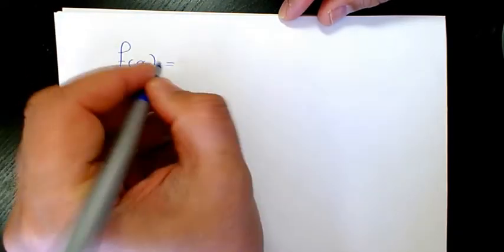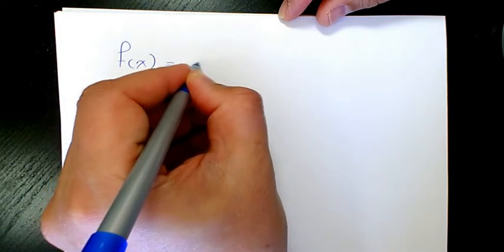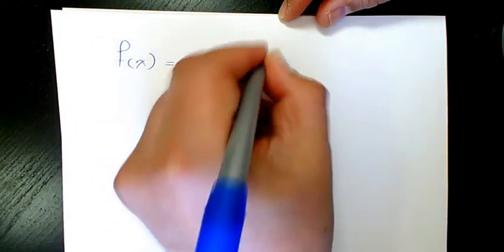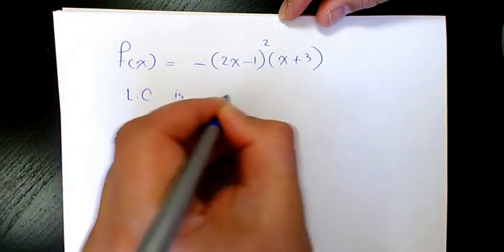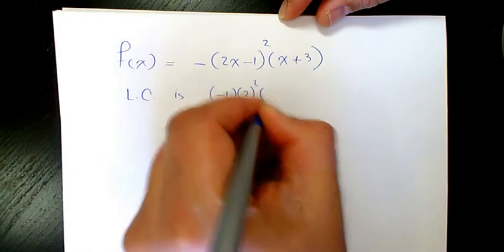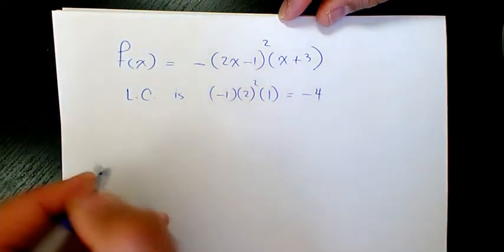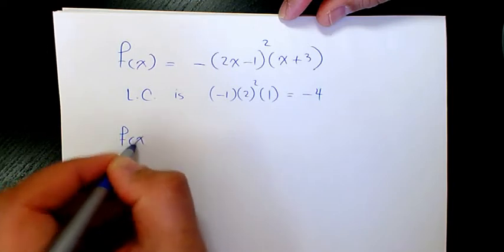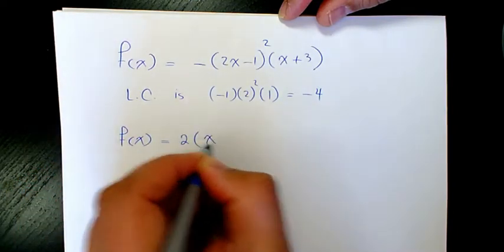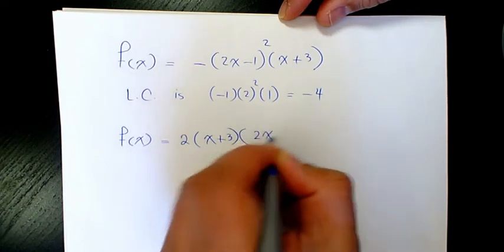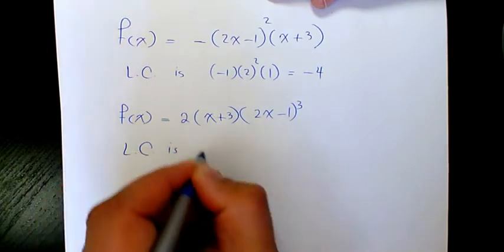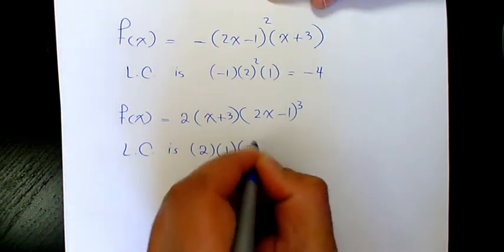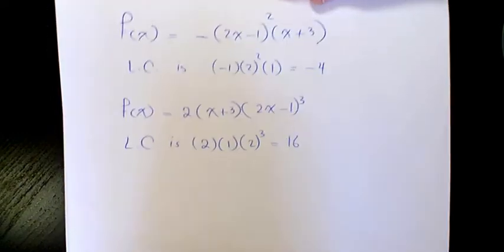Next example, f(x) = -(2x - 1)^2 (x + 3). So the leading coefficient is negative 1 times 2 to the power of 2 times 1, which is going to be negative 4. Next one, 2(x + 3)(2x - 1)^3. In this example, the leading coefficient is 2 times 1 times 2 to the power of 3, that's going to be 16.